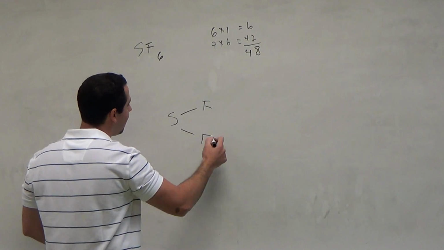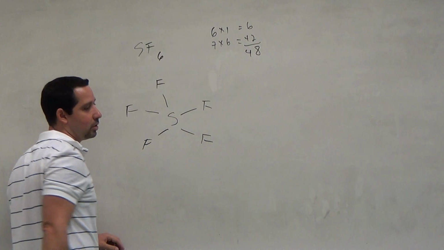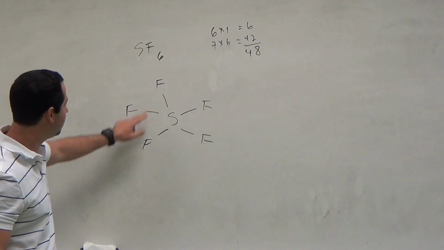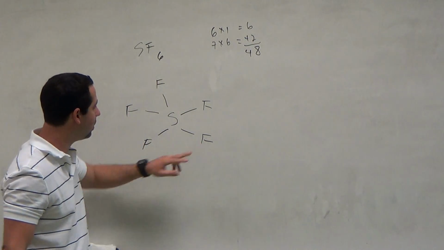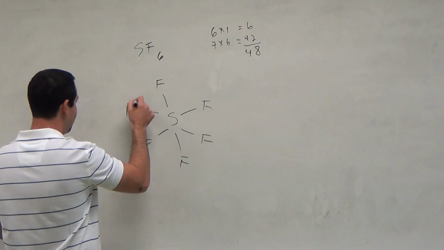F, F, F. How many F's? 6. 1, 2, 3, 4. Okay, I'm missing one. Is that good? Yes. Electrons to everybody outside.